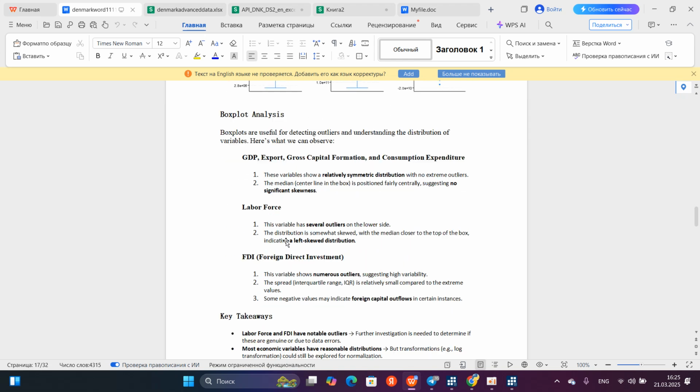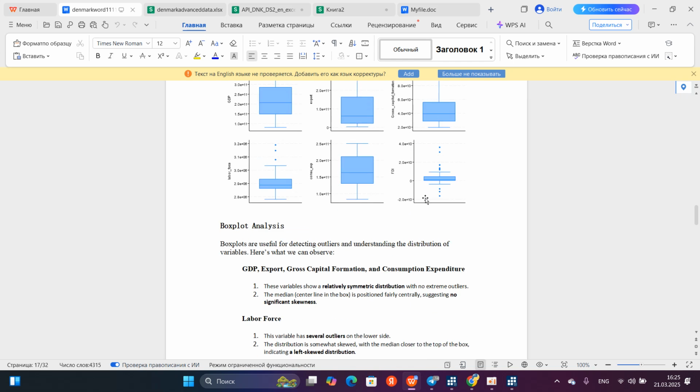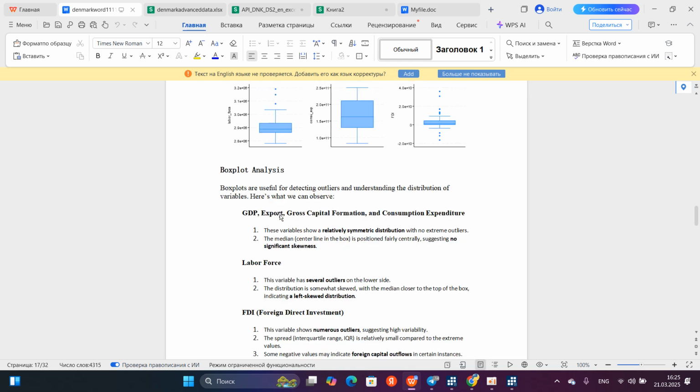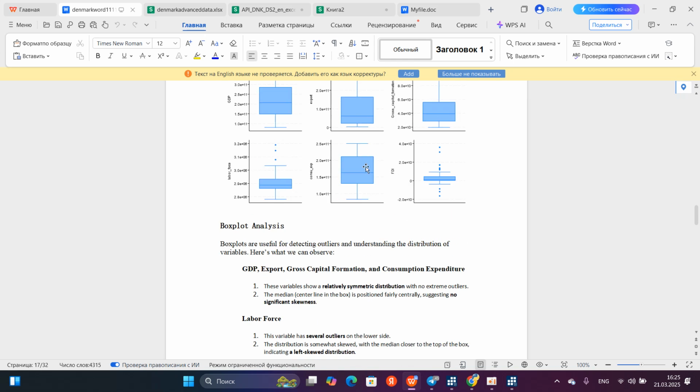highest value. Labor force: this variable has several outliers on the lower side. And the distribution is somewhat skewed, with the median closer to the top of the box, indicating a left skewed distribution. By the way, this line which is in the box shows us the mean value of our variable.